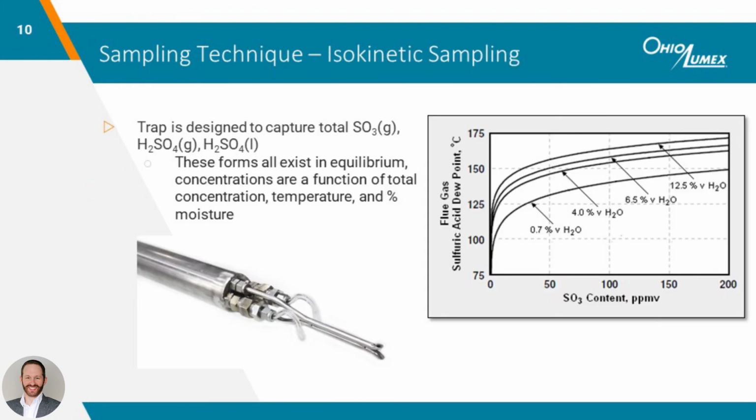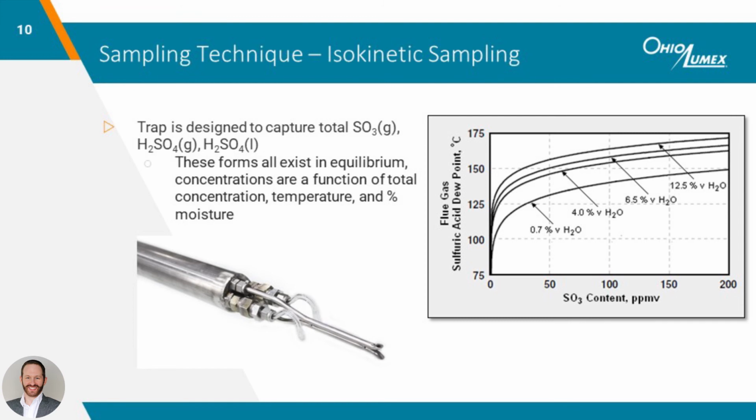Some applications, such as measuring sulfuric acid in a stack, require isokinetic sampling. In low-temperature environments like a stack, SO3 will have converted to sulfuric acid aerosols, which behave like particulate matter in a gas stream. In order to capture a representative amount of these aerosols, the sampling method must be isokinetic.